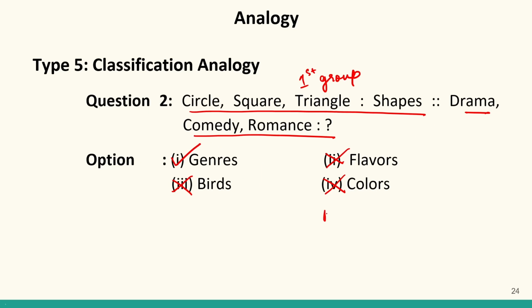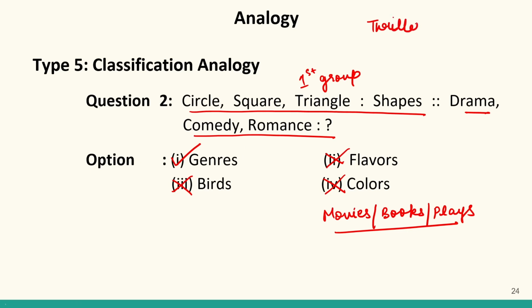It could be about movies, books, or plays, right? We have thriller movies, thriller books, and thriller plays as well. But what are drama, comedy, romance? These are all types of genres, right? What are the other types of genres? We can have thrillers, we can have horrors, all these are types of genres.